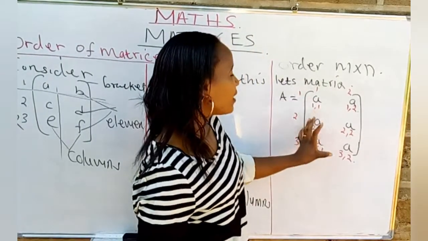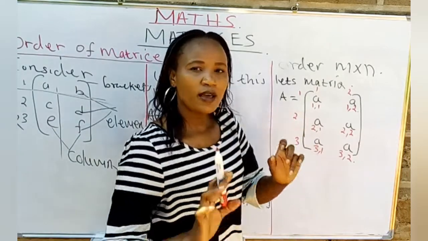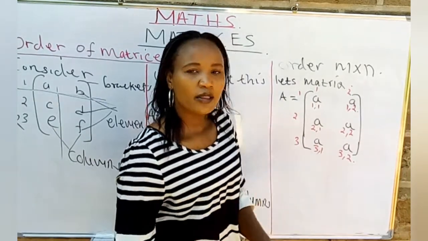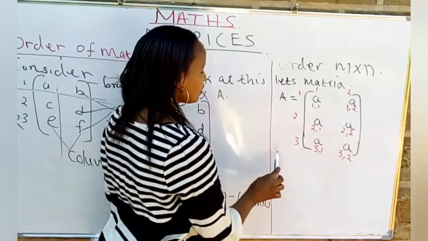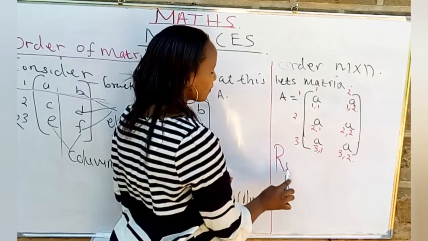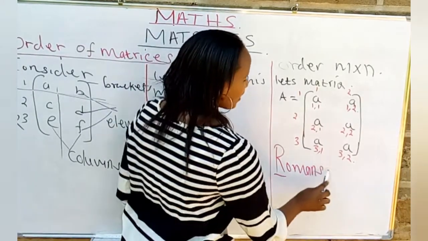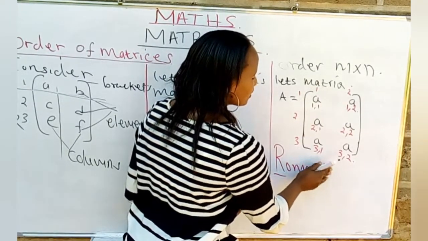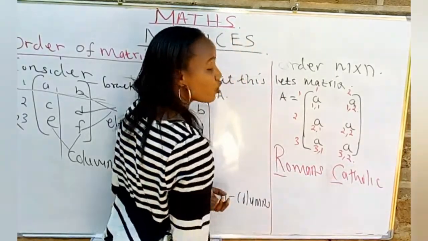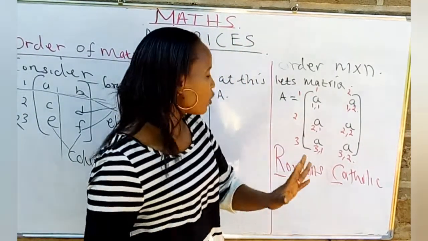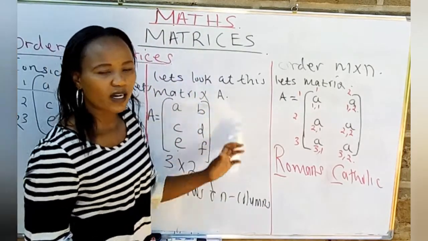So basically that is how we know the positioning of an element. We start with rows, followed by columns. A simple way of remembering that is by remembering the Romans for rows and Roman Catholic for columns. Basically everything is about rows and columns. And guys, that is all about order of matrices.